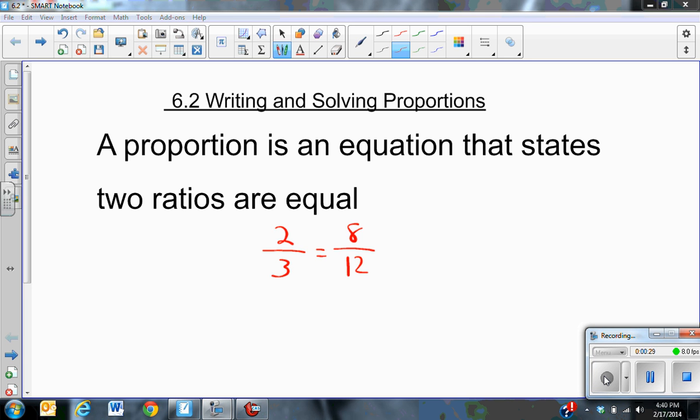Is it true that 2 over 3, 2 is to 3 as 8 is to 12? Yes, because if I multiply 2 by 4, I get 8, and if I multiply 3 by 4, I get 12. So I've set up a proportion.